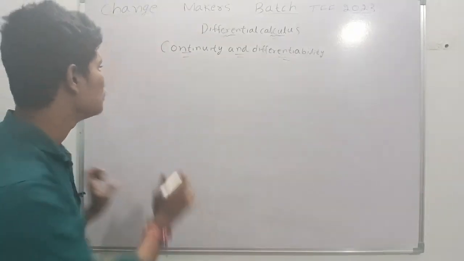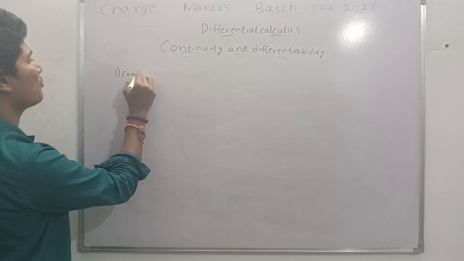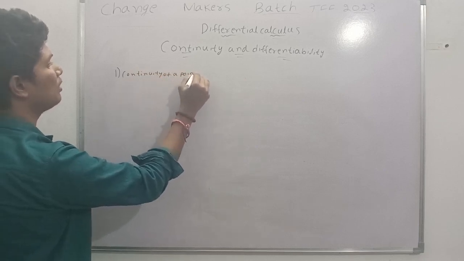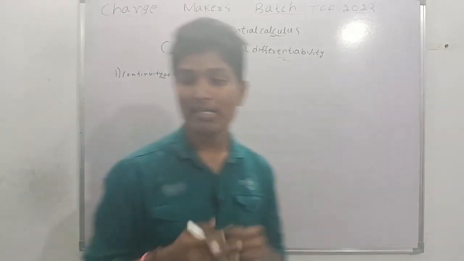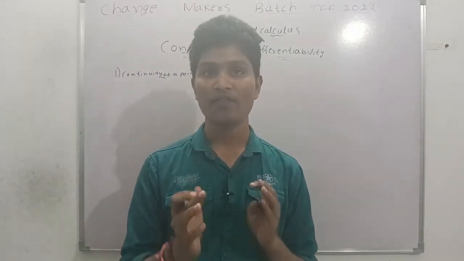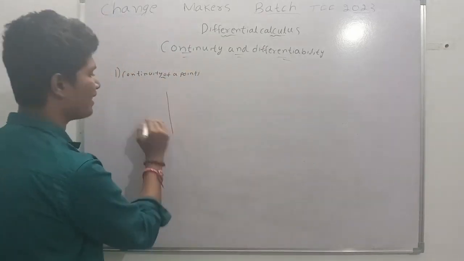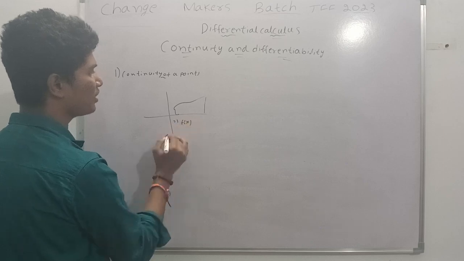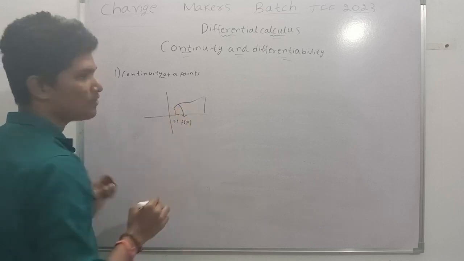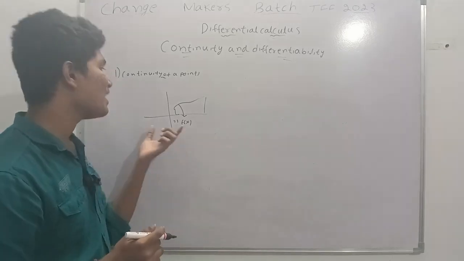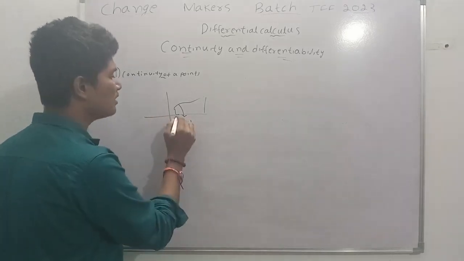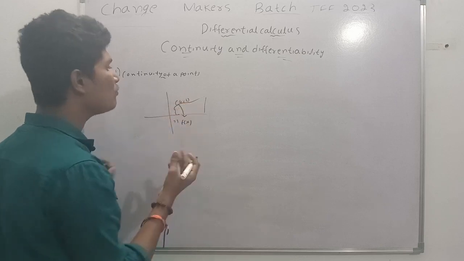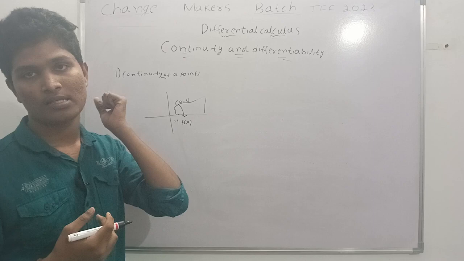The first thing we are going to discuss is continuity at a point. What does it actually mean? A function f of x is said to be continuous. Suppose we take a graph like this, and f of x is a function. Suppose this is a point (a, b). How can we say the function is continuous at this point?